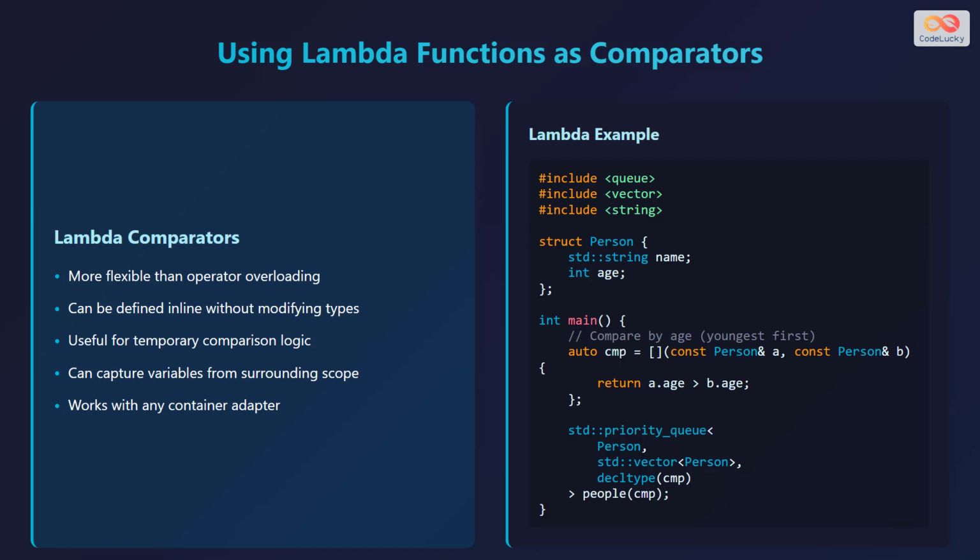Here's how to use a Lambda function as a comparator. Include the queue, vector, and string headers. Define a struct called person with a string name and an integer age. Now, create a Lambda function called CMP that compares two people based on their age. The youngest person will have the highest priority. Finally, declare a priority queue of people, passing the CMP Lambda function as the comparator. This will create a priority queue where people are prioritized by age.